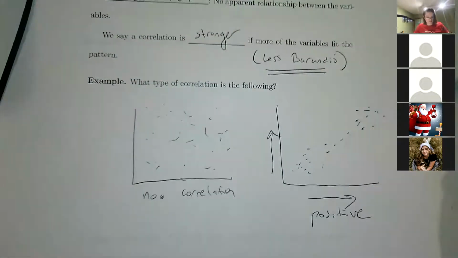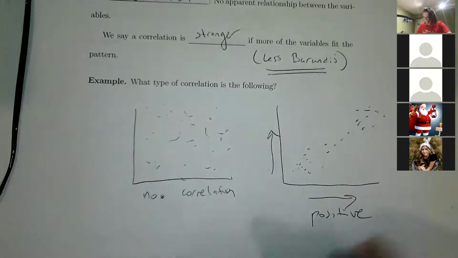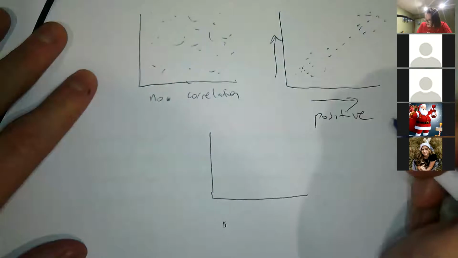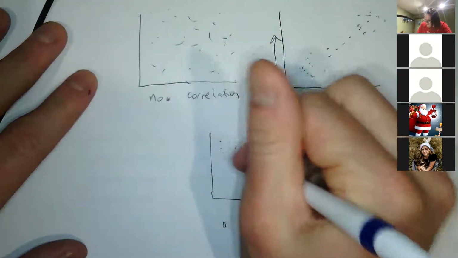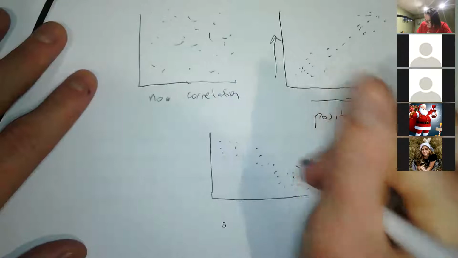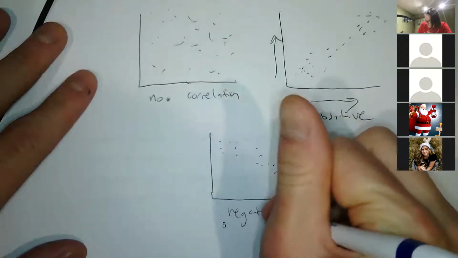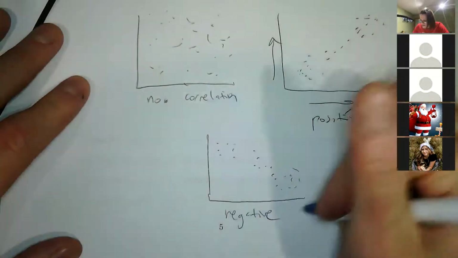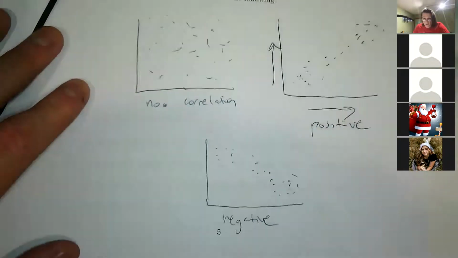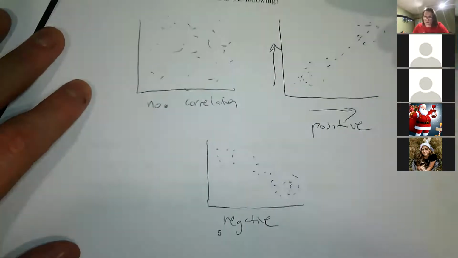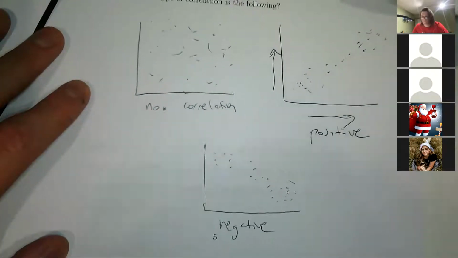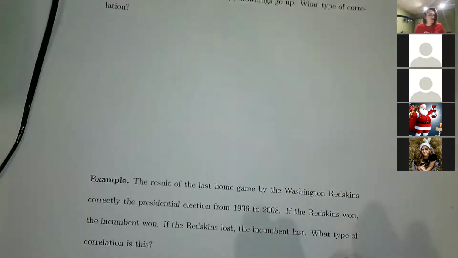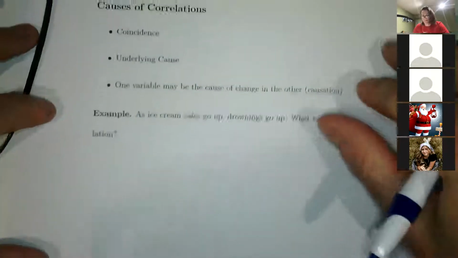And then again, like the Burundi one, this one would be negative. So something like this would be negative. And you don't really need to memorize anything, right? The positive one will correspond to a positively sloped line, and the negative one will correspond to a negatively sloped line. I think the pictures work better than some of the definitions.